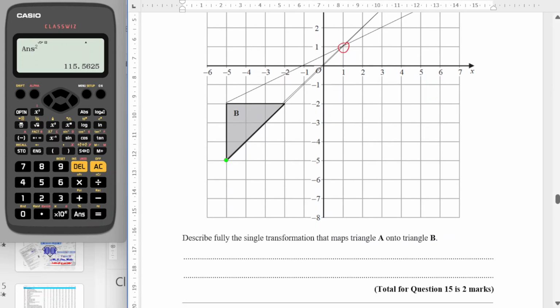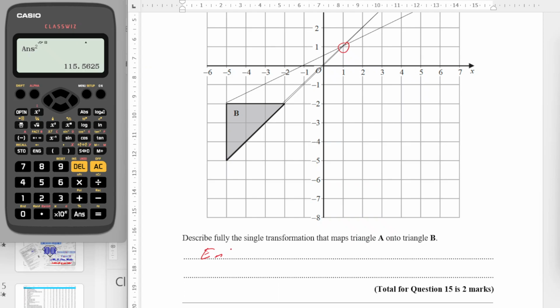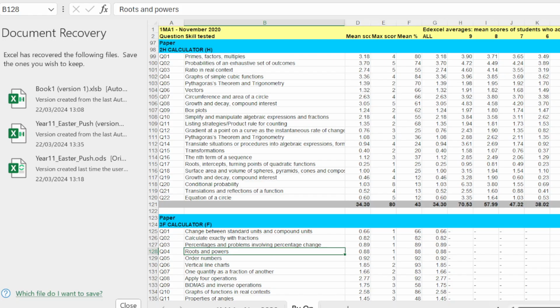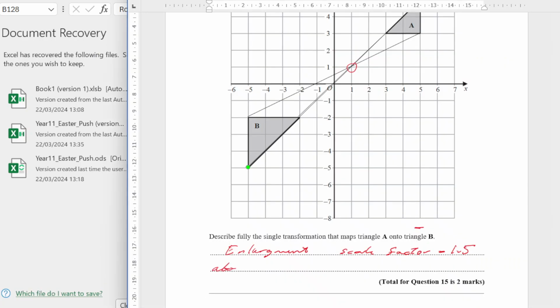So if I describe the full transformation, it's an enlargement, scale factor minus 3/2 or minus 1.5, about the point 1, 1.